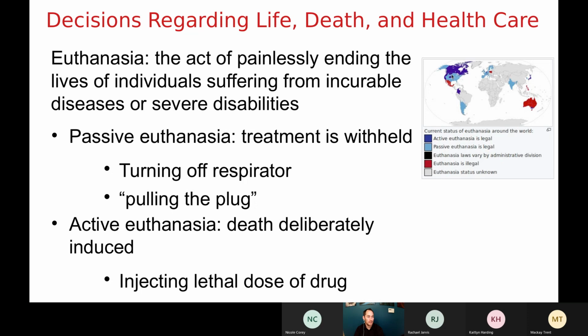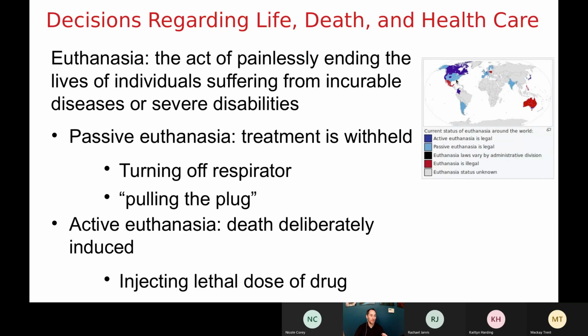We've got Canada, Montana, the west coast of the U.S., where active euthanasia is legal. Most of the U.S. outside of that has passive euthanasia legal. We've got some other countries around the world in Europe where passive euthanasia is legal. We do have places like Mexico as well as Australia, where, at least at the time of making this, euthanasia was illegal entirely in most of the places. So definitely look up current laws.